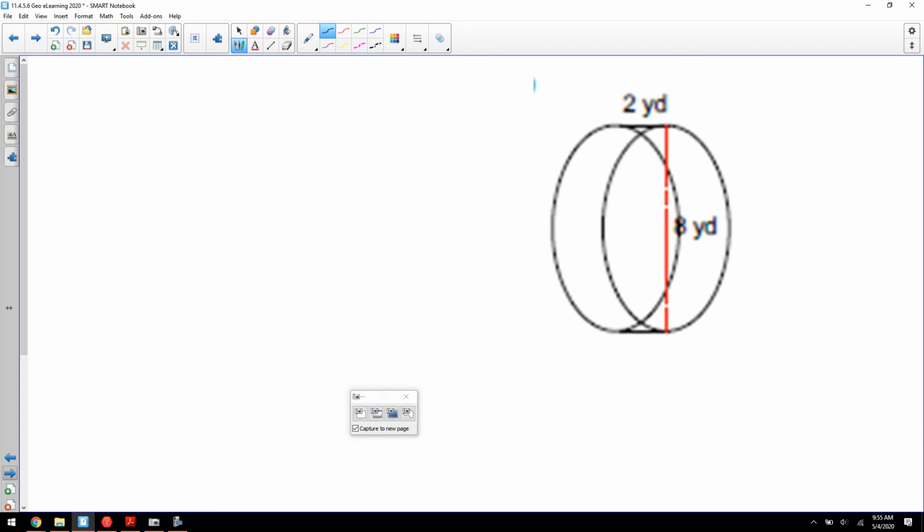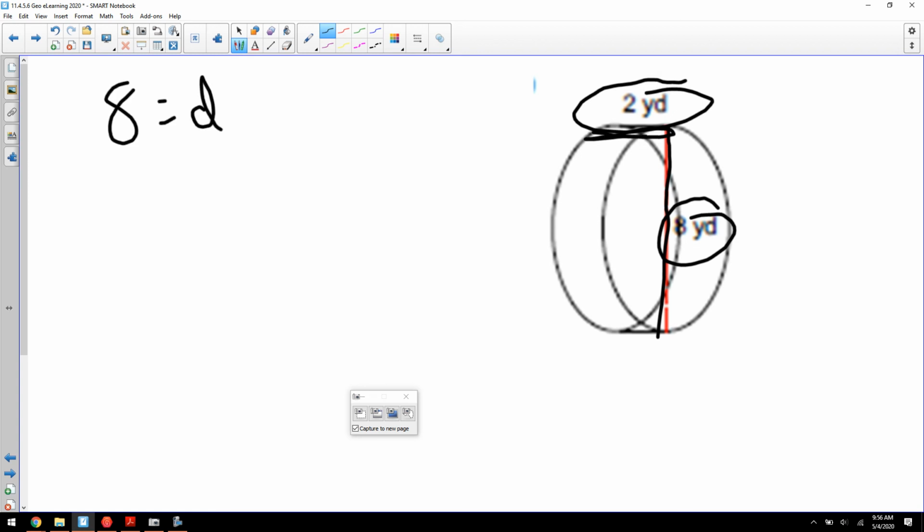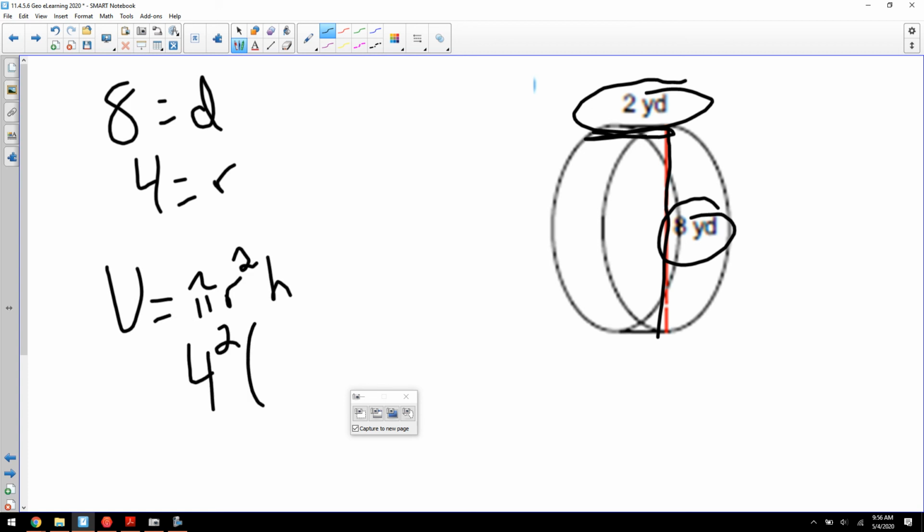This example here, we have a circle, and you'll notice that the circle has a diameter of 8 yards. I know they use really weird units for these things. And this 2 is showing how far apart the circles are. So remember, if the 8 is your diameter, that means 4 is your radius. Okay? So we know that the volume of the cylinder is going to be pi r squared times how far apart they are. So you get 4 squared times 2, and you put pi in it at the end.